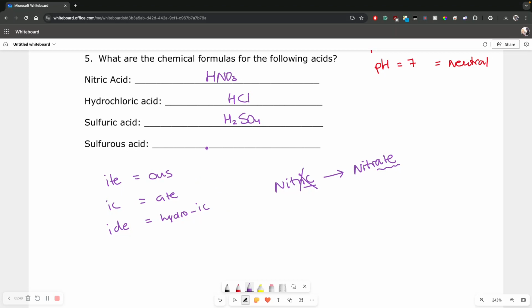Last but not least, we have sulfurous acid. Sulfurous ends in OUS, which is ITE, so we will have sulfite. Sulfite is the SO3 2 minus ion. It's 1 less oxygen than sulfate. And so we have 2 H pluses like the previous question, except the polyatomic anion is going to be SO3 2 minus. And so those are our complete 4 formulas.